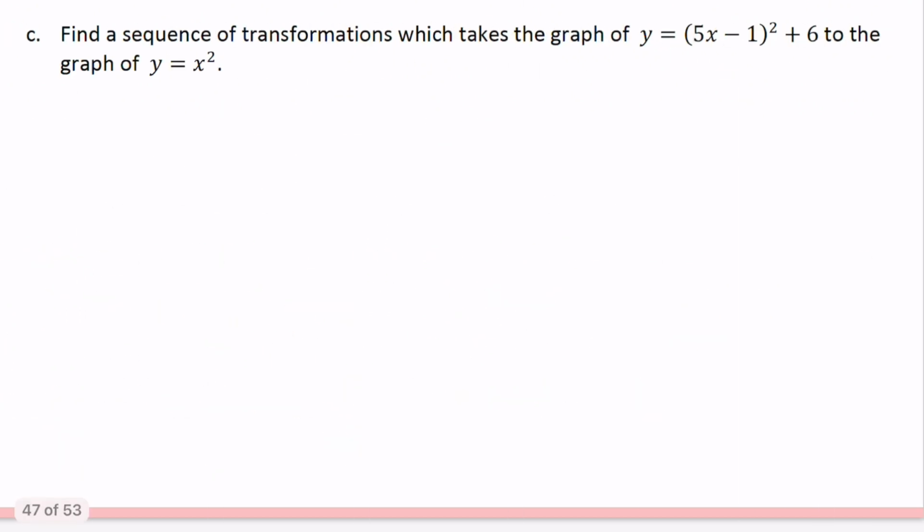All right, part C, find a sequence of transformations which takes this graph to the graph of y equals x squared. Again, we've got one of those graphs that has already been transformed and we're going back to the original. So we can expect that step 3 is not going to have anything to do with it. Or not, we don't have anything to do in step 3.